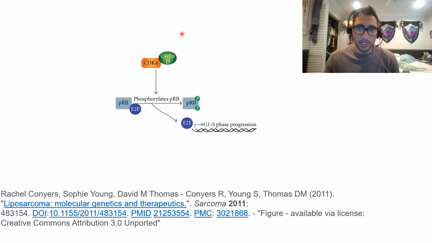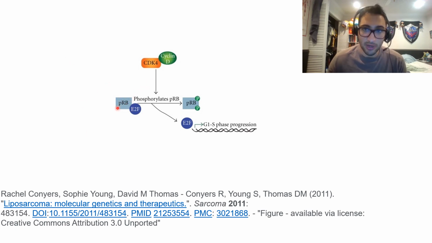All right. And the second tumor suppressor I want to talk about is retinoblastoma. So elongation factor 2F is one of the factors that's required to get through the G1/S checkpoint. But it is sequestered, or held captive, by retinoblastoma.